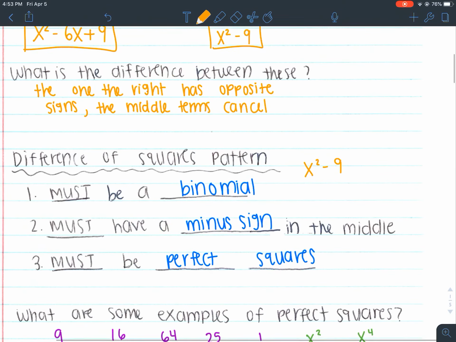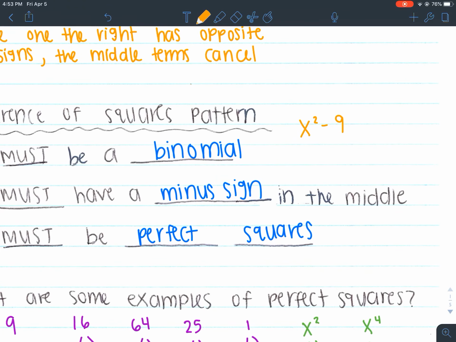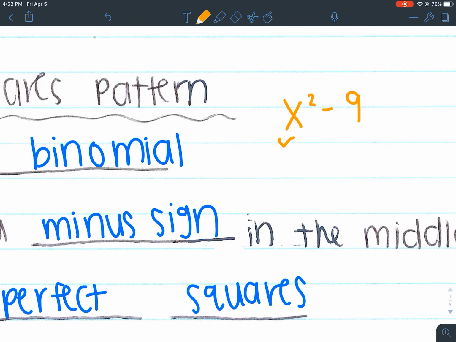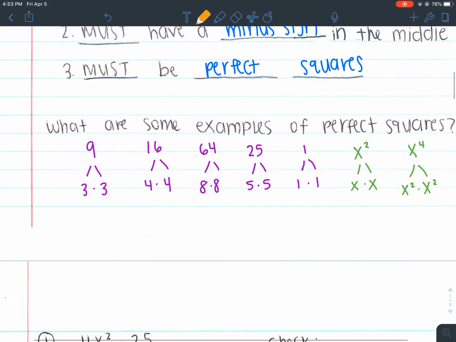So sorry. All right, then you're going to check, could I use this technique on this one? Let's see. Do I have a binomial? Yeah, I have two terms. Do I have a minus sign in the middle? Yes. And I also have to have perfect squares. X squared is a perfect square, and 9 is a perfect square. So I could use this technique on that previous problem.